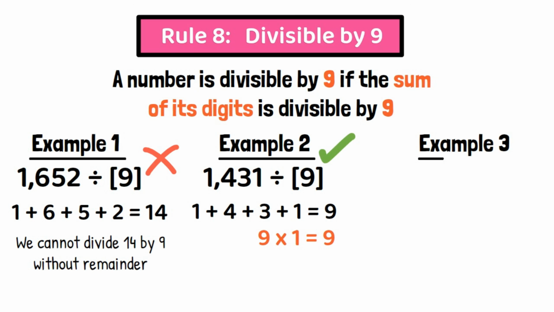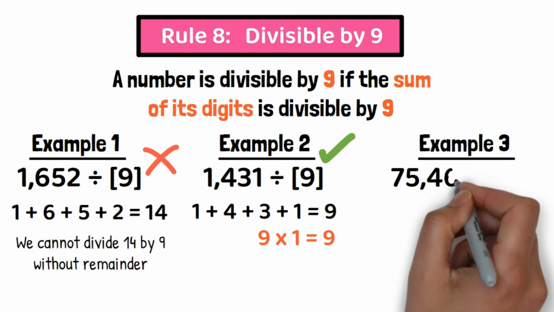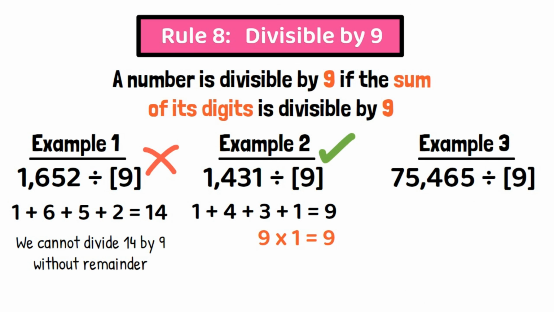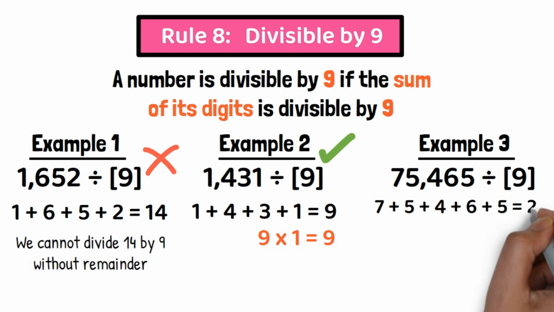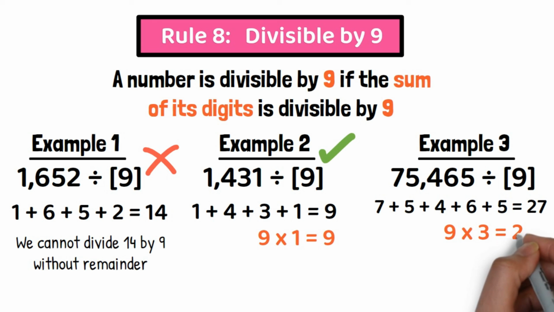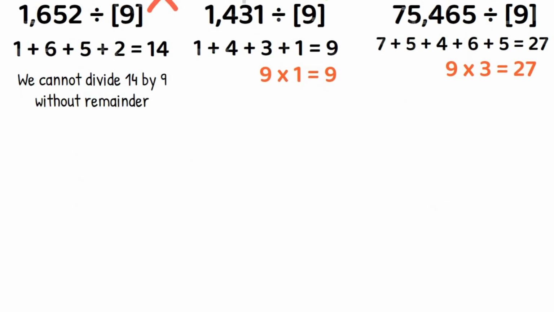Example 3. Is 75,465 divisible by 9? We add up the digits. So we have 7 plus 5 plus 4 plus 6 plus 5. That will give us 27. 27 is in the 9 times table. So our 75,465 is divisible by 9.